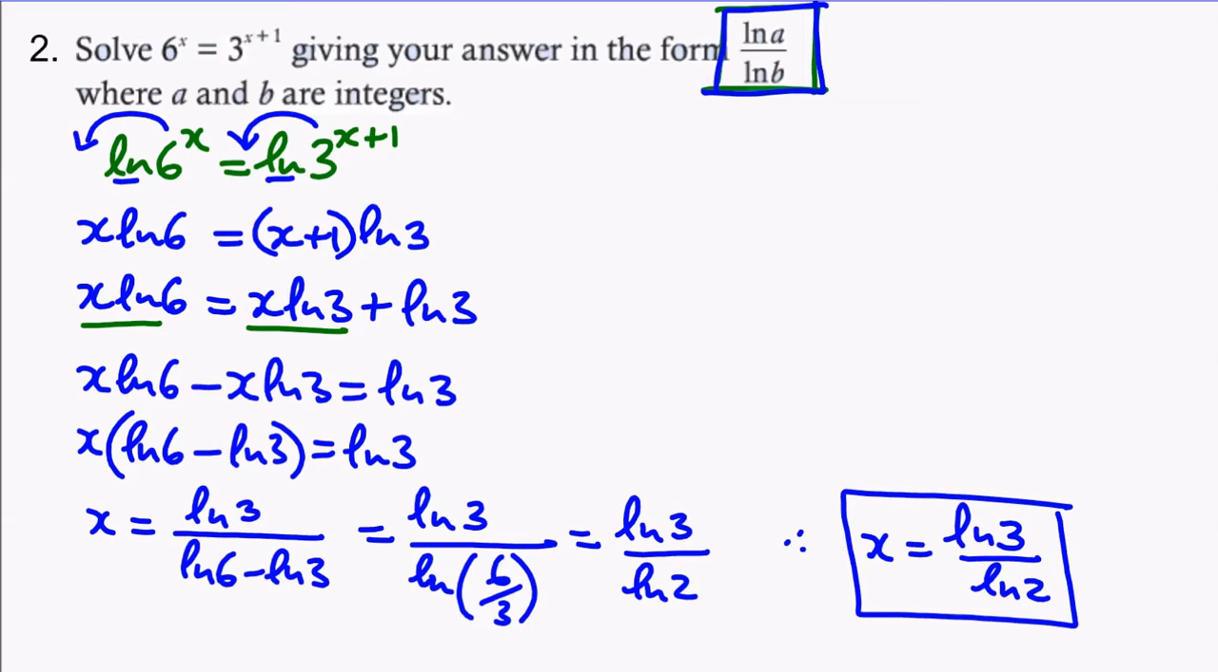And you can see that this is what they're asking. They want us to find x in terms of ln a over ln b. Our a, of course, is 3, and our b is 2.